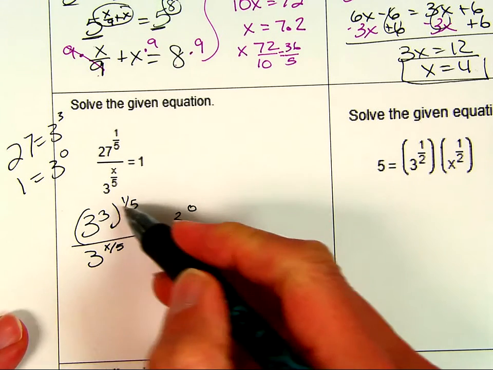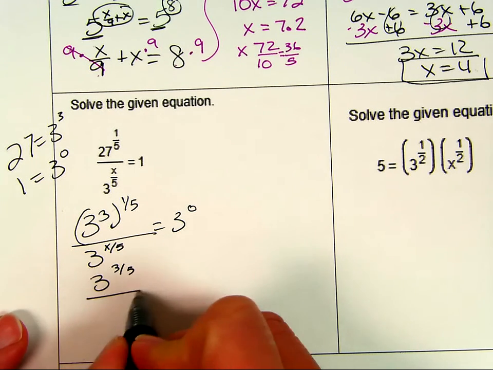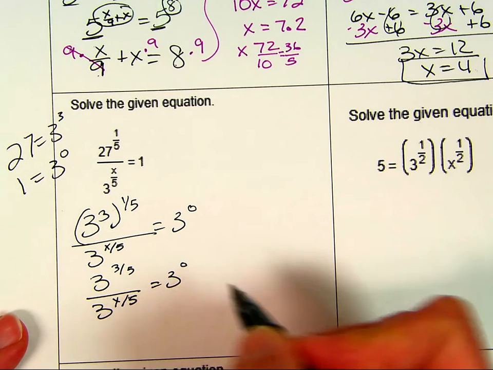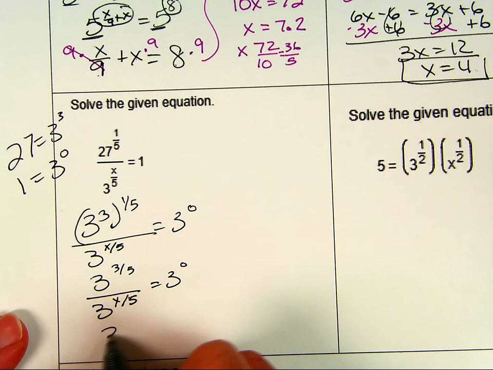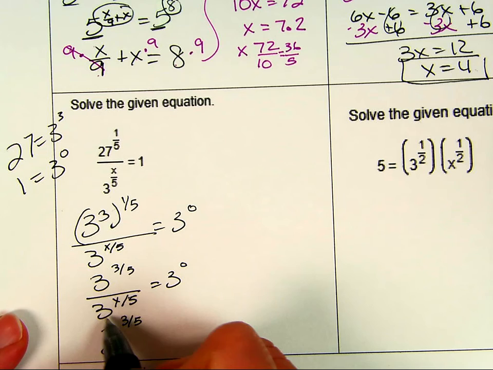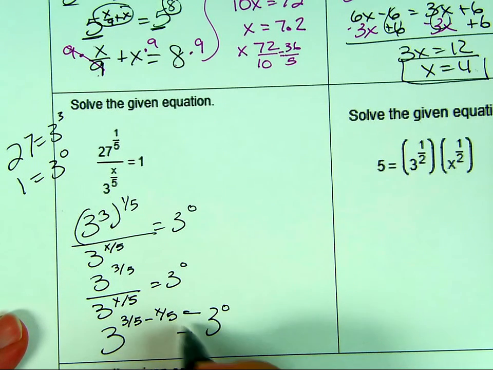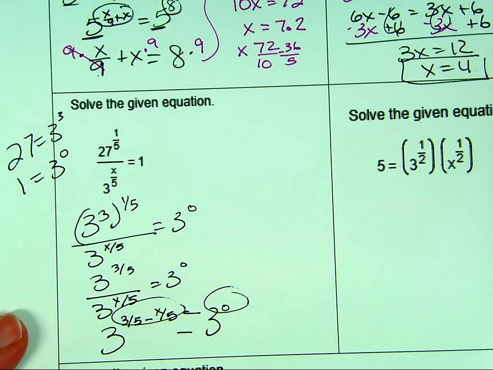Now I can use my power rule. So I get 3 to the 3/5 over 3 to the x over 5 equals 3 to the 0. And then I can subtract. So my quotient rule says that if I have an exponent in the top, the bases are the same, I can subtract the exponent from the bottom. And then I would get 3 to the 0. So that means if these are equal, these have to be equal.